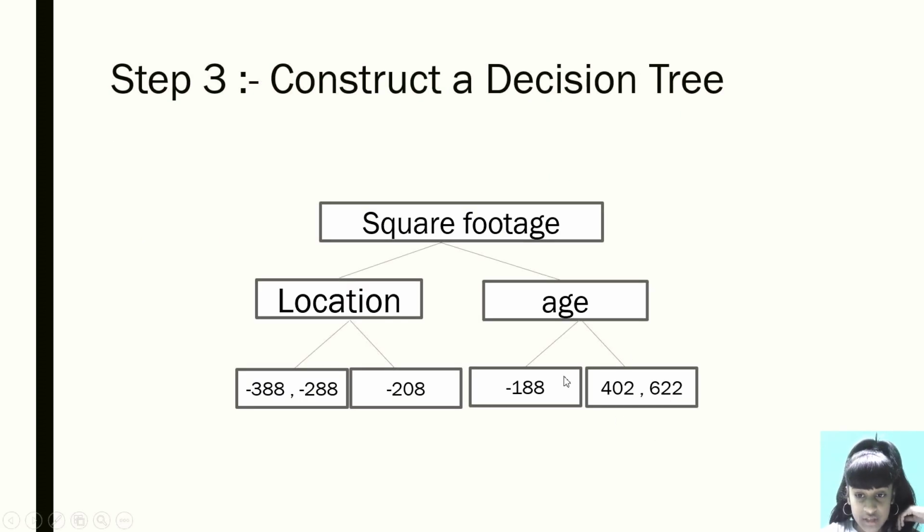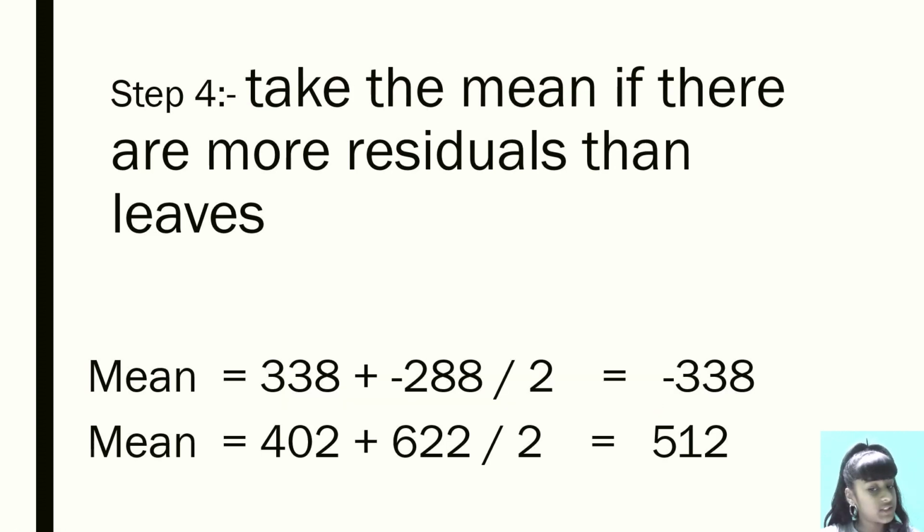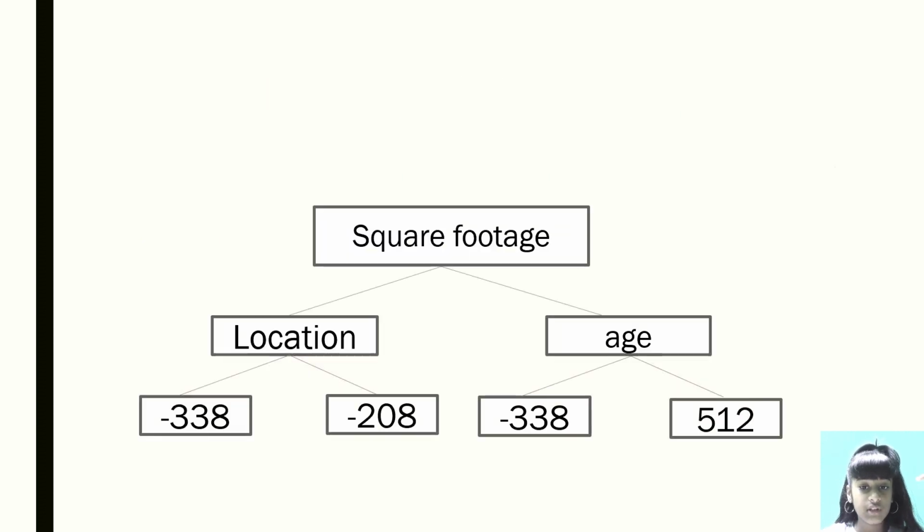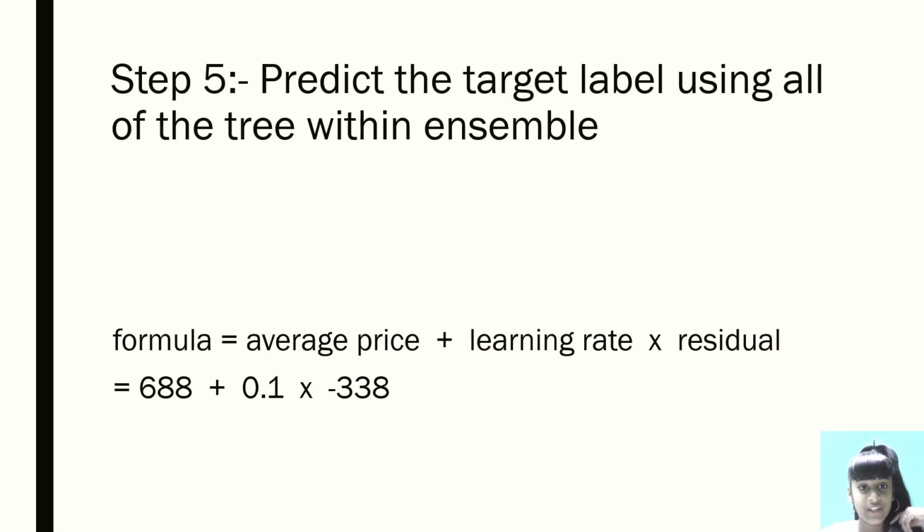And then we have another mean over here, that's 402 and 622. So we're going to do 402 plus 622 divided by 2. That's 412. Sorry, that's 512. And then if you construct a new decision tree, you're going to get it like this with one residual in one leaf.